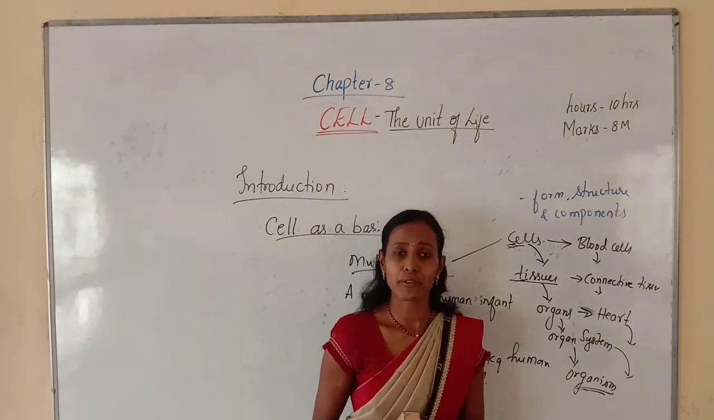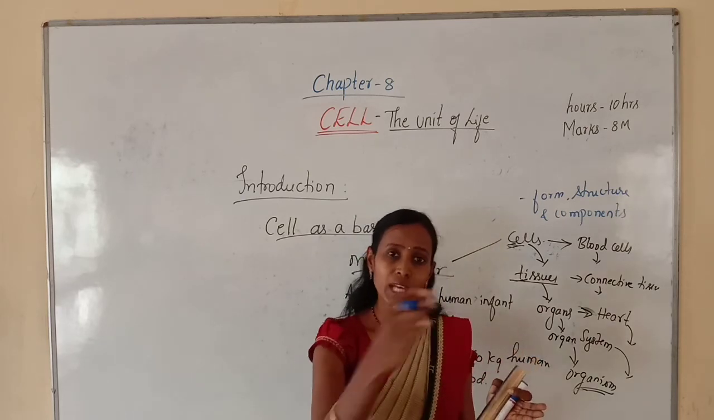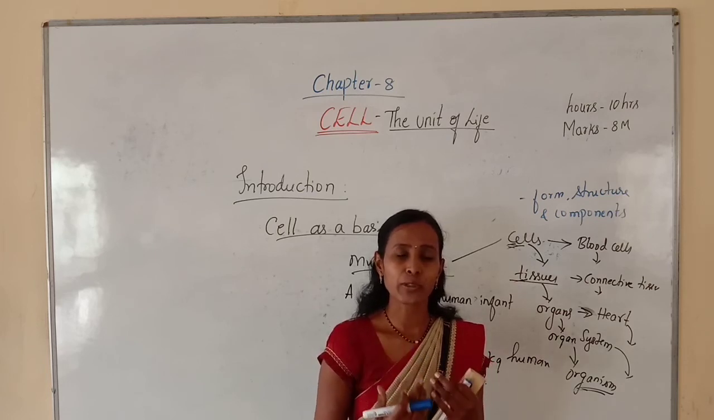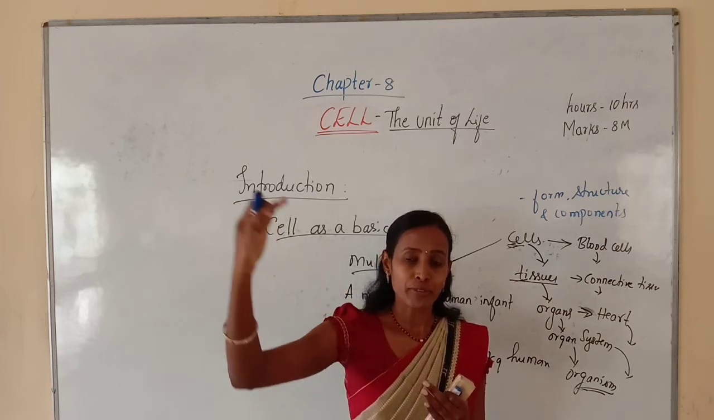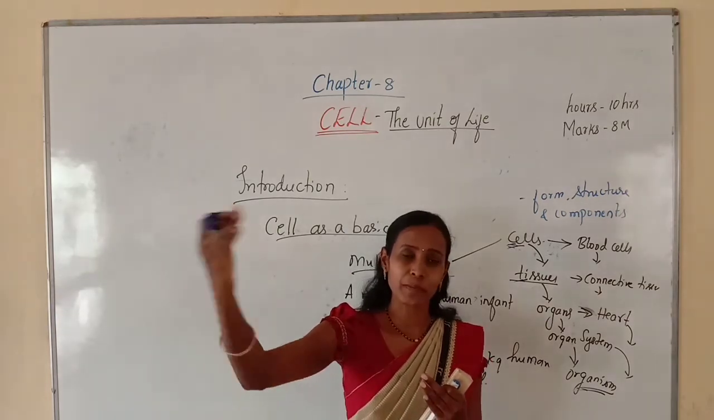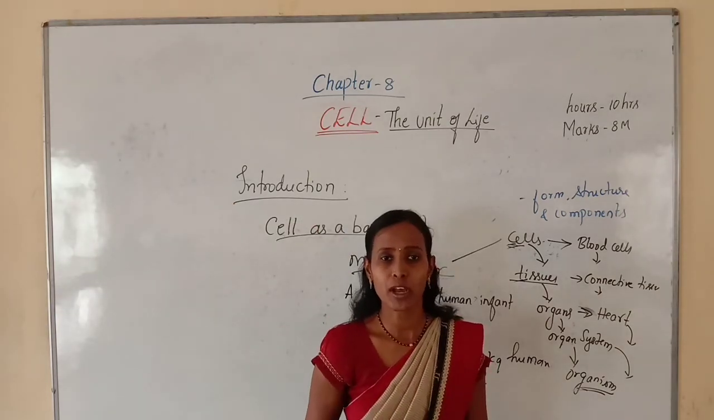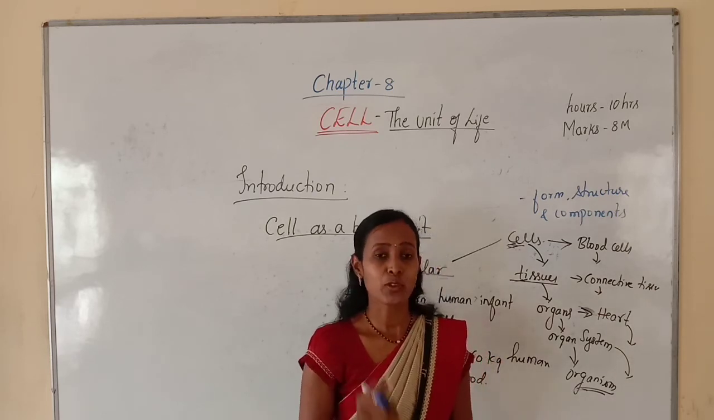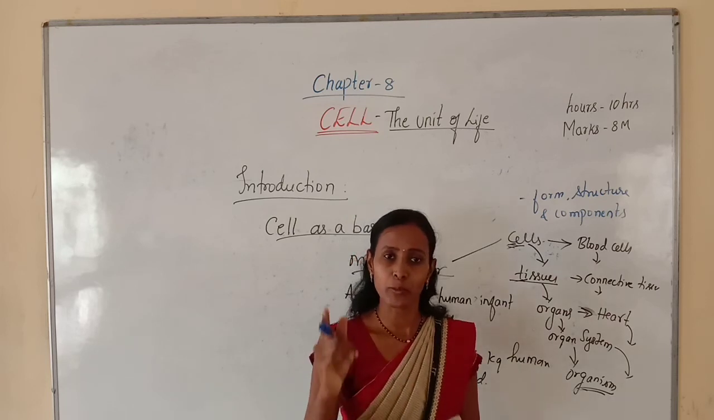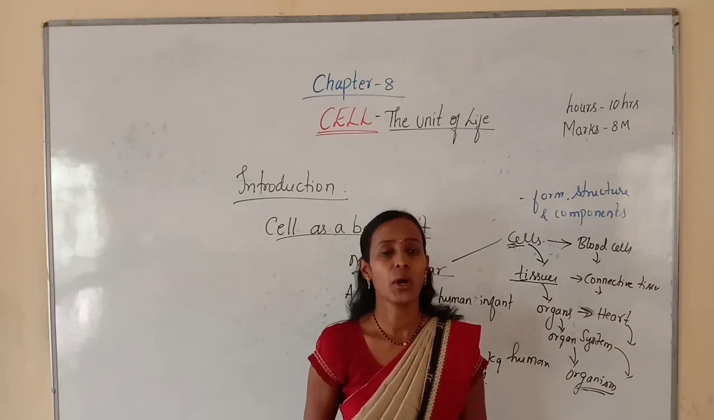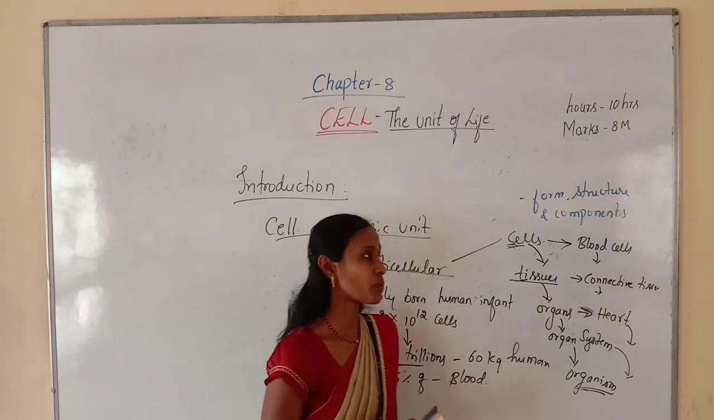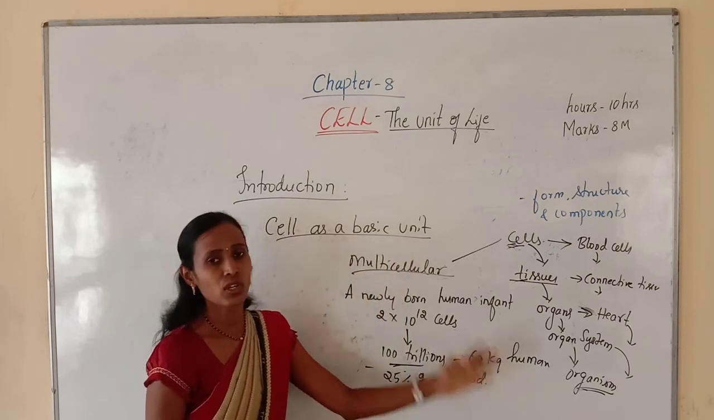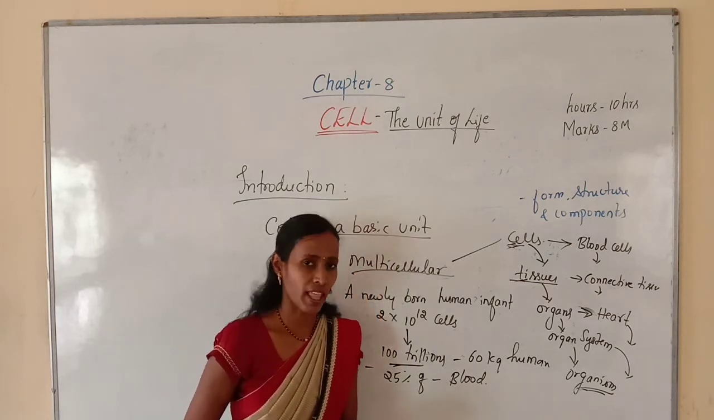Then life passes from one generation to another generation only in the form of cells. See, we all are produced from our parents. So from our parents, life has been transferred to us only in the form of cells. How it is transferred, we will study later. So life is transferred from one generation to another only in the form of cells. That's why the cell is the basic unit of life, and it is the structural and functional unit of life.